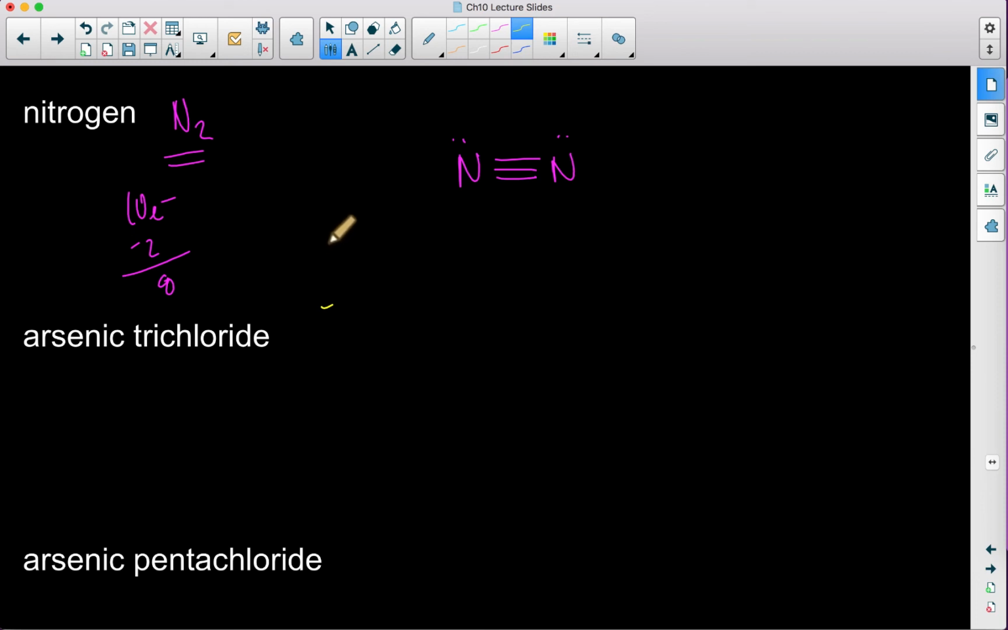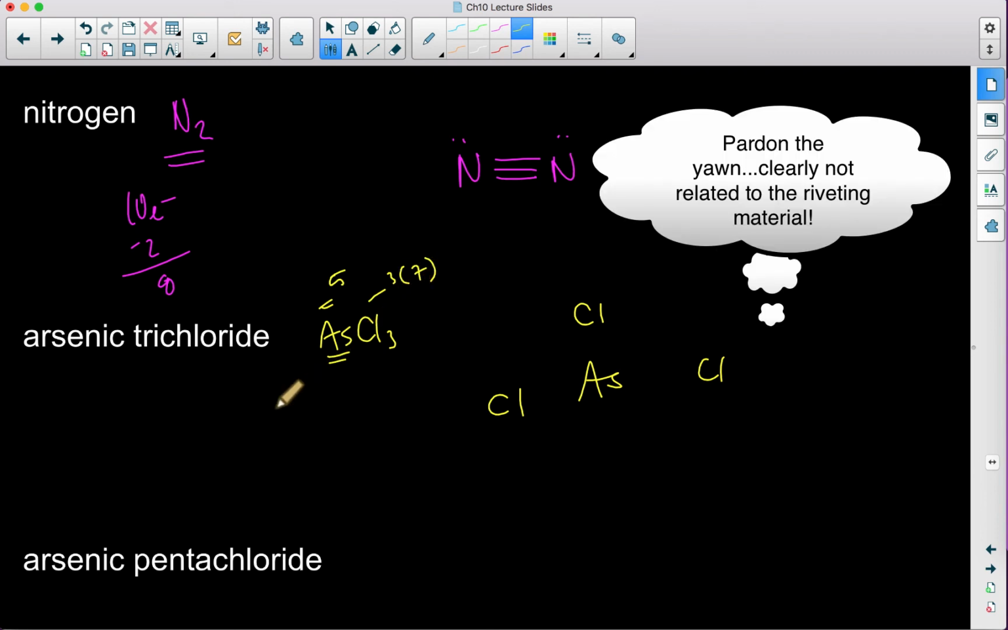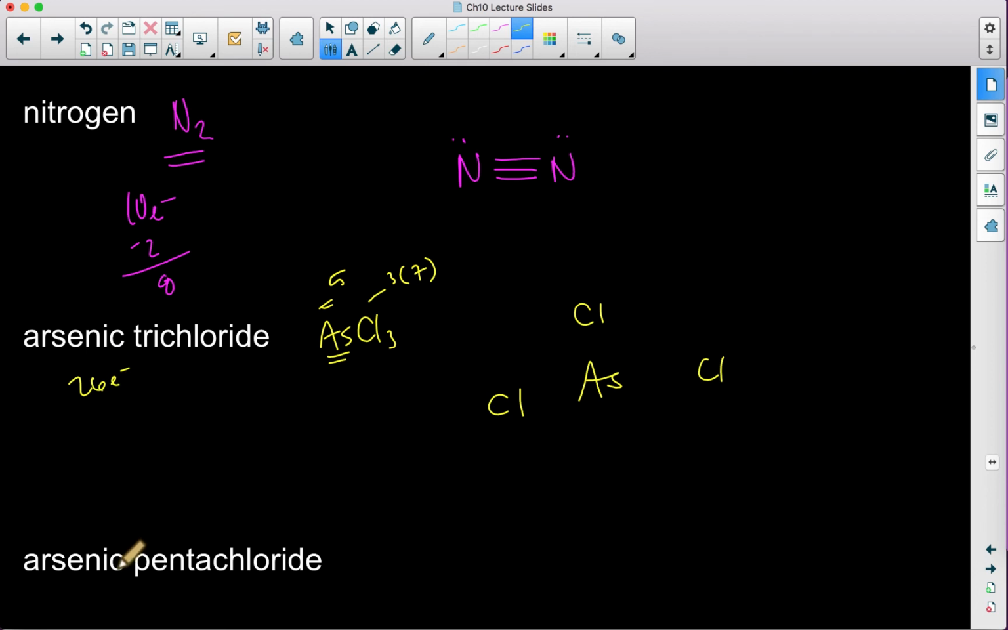Arsenic trichloride. And so then again, central atom, trichloride, count our valence electrons. Arsenic comes with, right, 5. Chlorine comes with 7, for a total of 26 electrons to distribute. Yes? All right, so bond, bond, bond, minus 6 leaves us with 20.